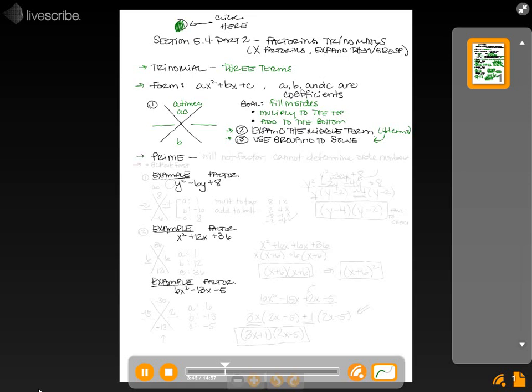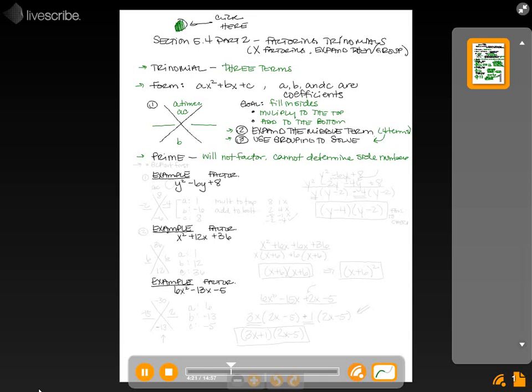Another vocabulary word here, and this is an important one, is prime. This means that your polynomial, in this case trinomials, will not factor. More specifically, today, you cannot come up with the side numbers. So if you have a problem where it is impossible for you to come up with the two numbers on the sides, then it's a prime. The answer is prime. It's not factorable.